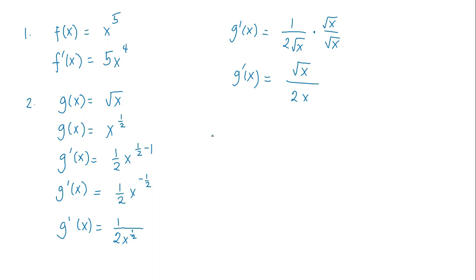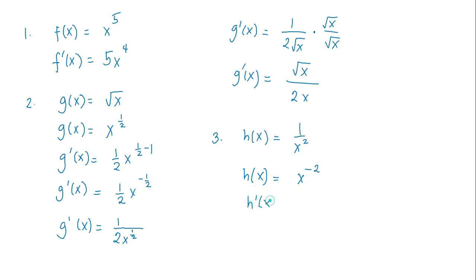Number 3, for example, given ka ng h of x is equal to 1 over x squared. Para mas madali, i-write mo muna siya bilang x raised to negative 2. Same concept lang yan doon sa number 2 kanina. Dahil dyan, we are now ready to get the derivative of h of x.